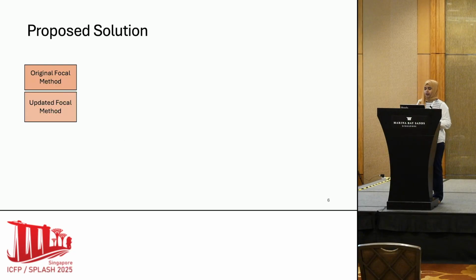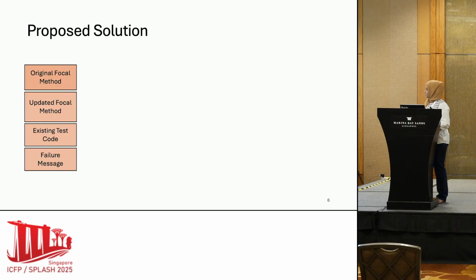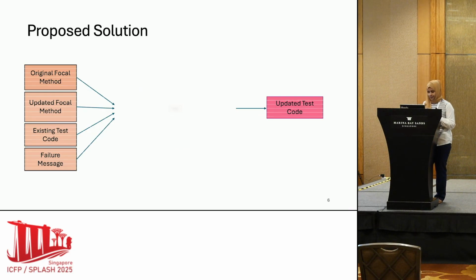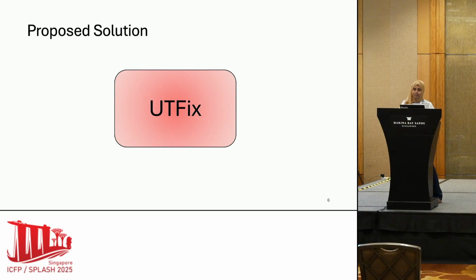Now I'll talk about how our proposed solution works. These four are our input to UTFix: the original focal method, the updated focal method, the original test code, and the failure message that we find. We send these to UTFix and UTFix generates the updated test. Now I'll talk about UTFix in detail.